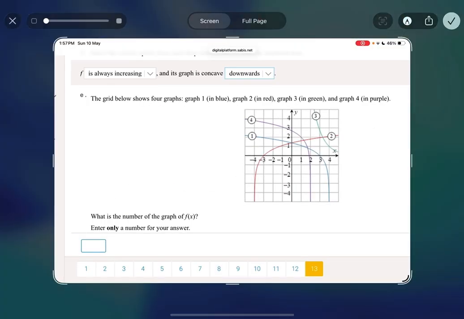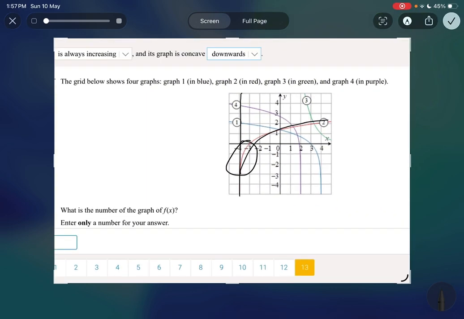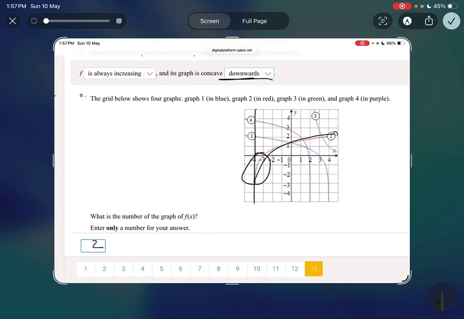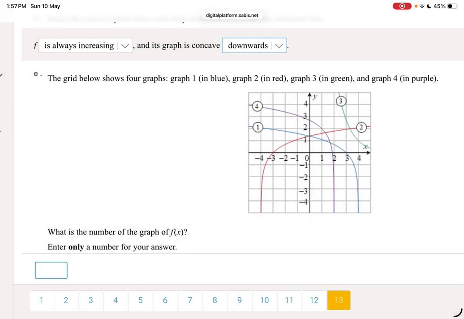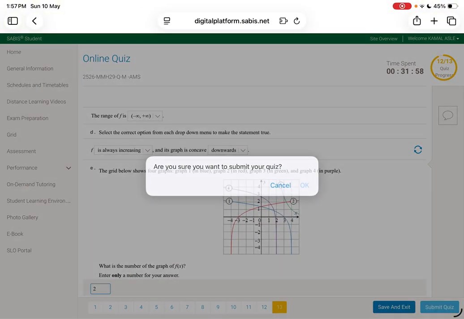Okay, let me show you. So this is x negative 4. Which line is this one, the red one, right? So the answer is graph 2, and it's concave downwards. That's why it's number 2. Okay, let me submit, and let's hope it's all correct.